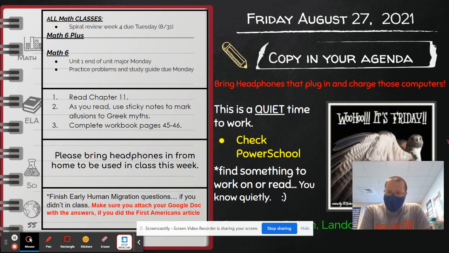After we finish up that test, we're going to start our ratio units, which will be a little easier than the geometry unit, hopefully, for them. I think it's an easier unit overall.